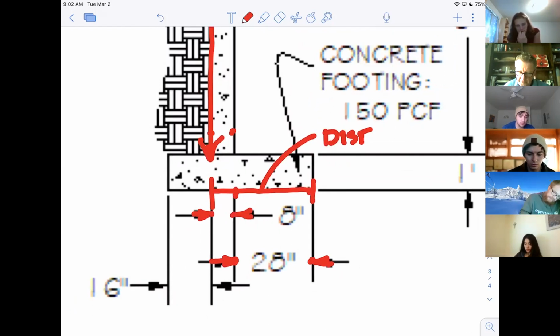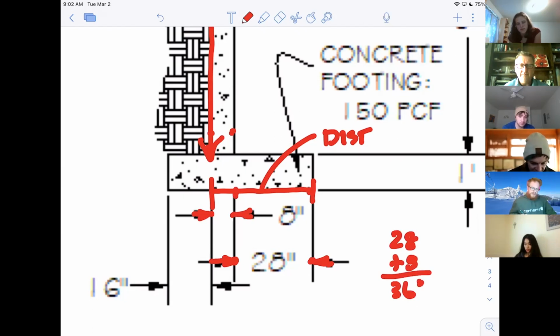There wasn't room for the 8 to fit inside there. So it's actually 28 plus 8, which is 36. So the distance is 36 inches. That's how far it is from the toe. So it's a force times the distance.